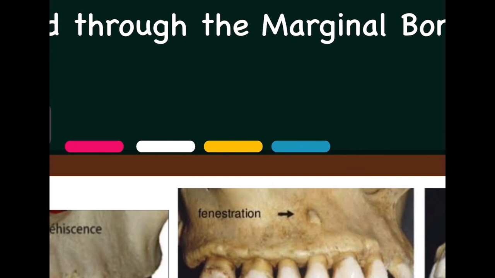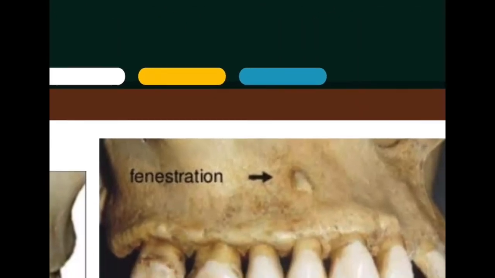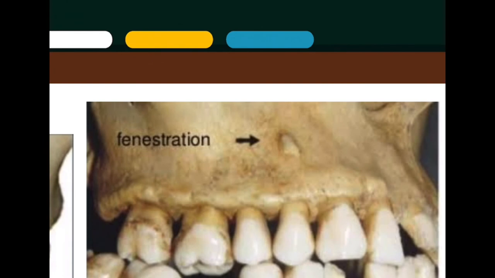So prominent root contour was one of our predisposing factors, which can be clearly seen in this case. There is a classic funnel shaped defect, right? The marginal bone is very greatly intact in this case. However, the apical third of the root is devoid of any bone. That is our fenestration, right?